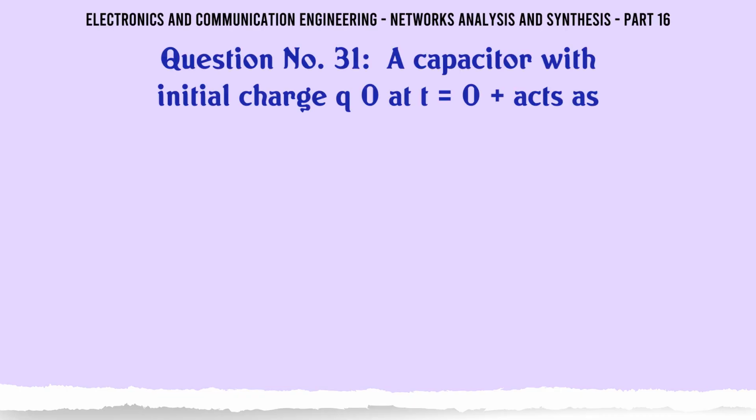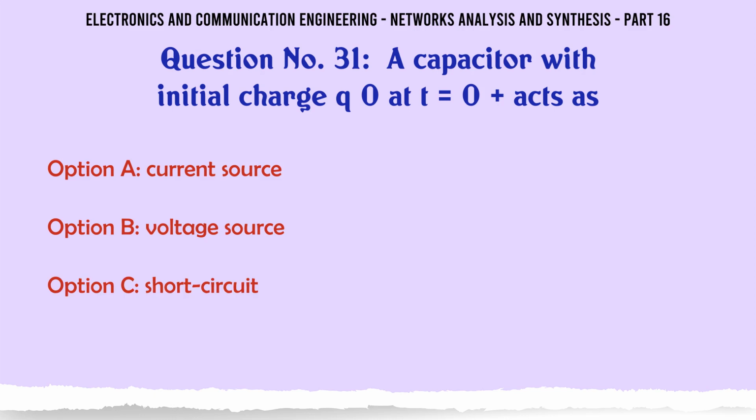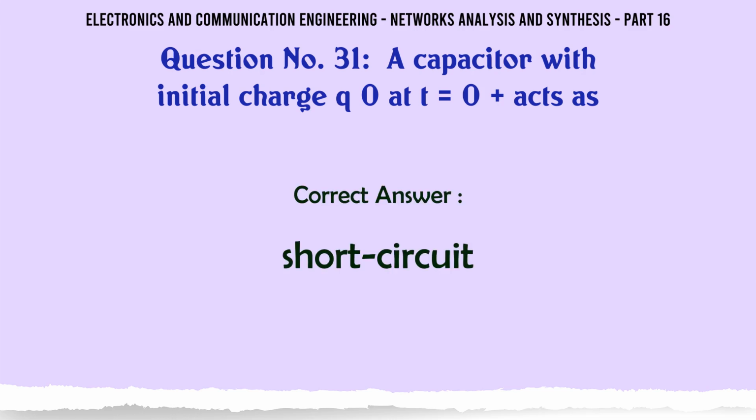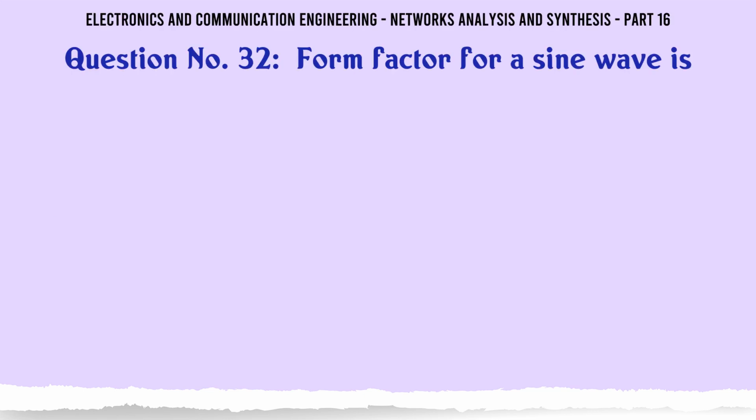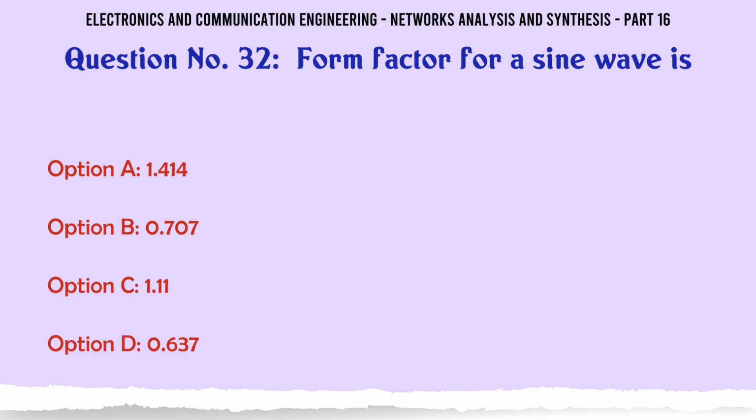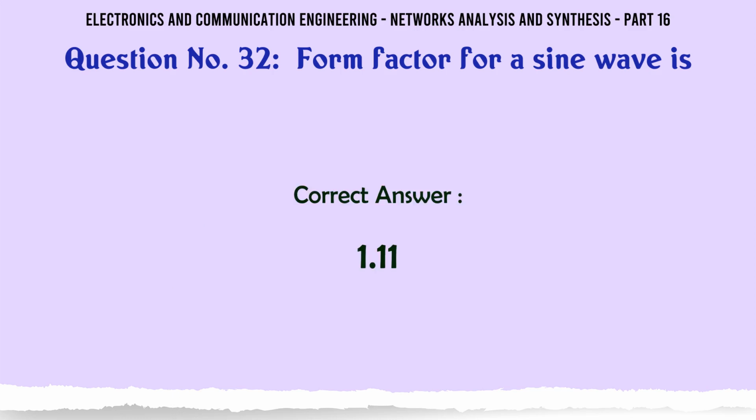A capacitor with initial charge Q0 at t=0 acts as: A. current source, B. voltage source, C. short circuit, D. open circuit. The correct answer is short circuit. Form factor for a sine wave is: A. 1.414, B. 0.707, C. 1.11, D. 0.637. The correct answer is 1.11.